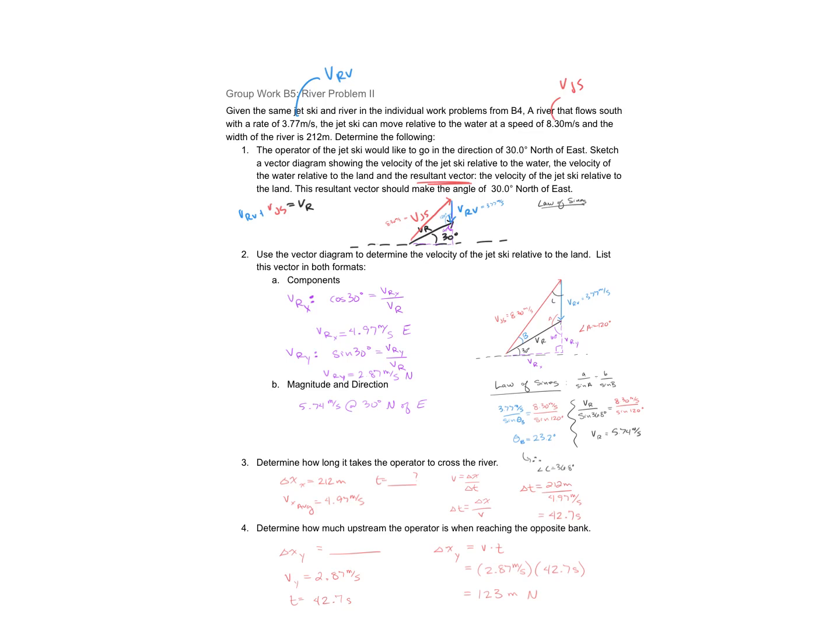Hello all, these are the worked solutions to group work B5, the second set of river problems. The good news for students in AP Physics 1 is that it's unusual for a College Board question to use a triangle that does not have a right angle.